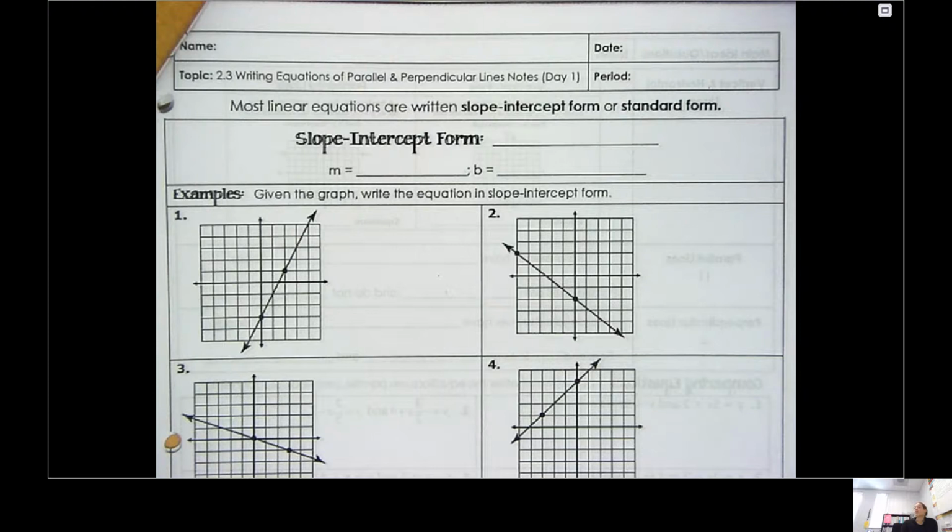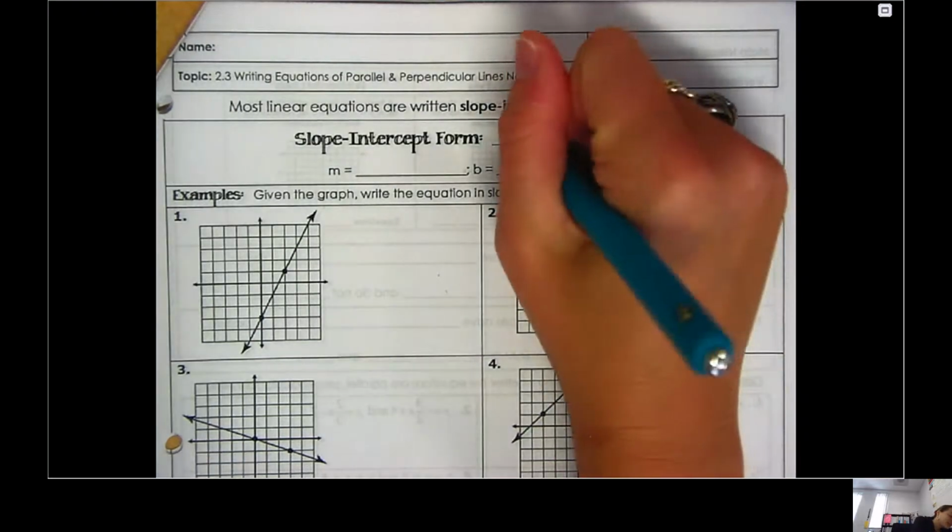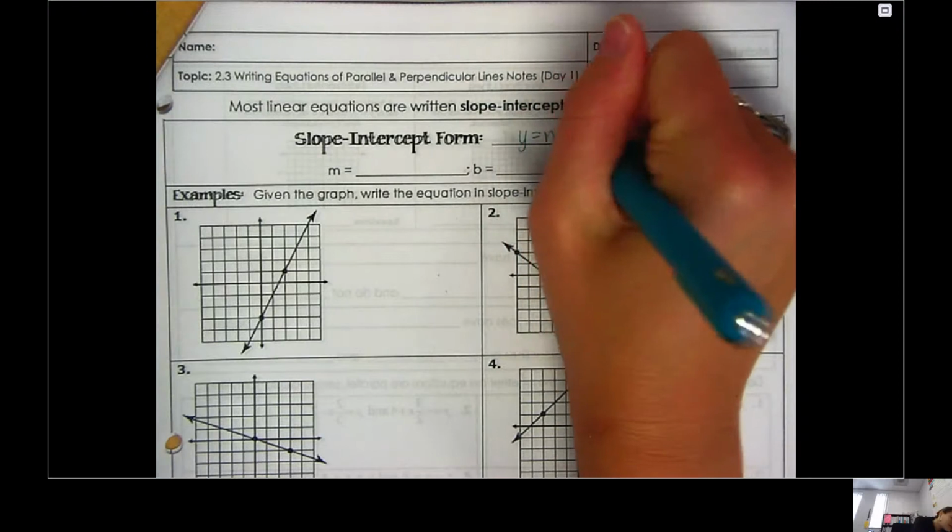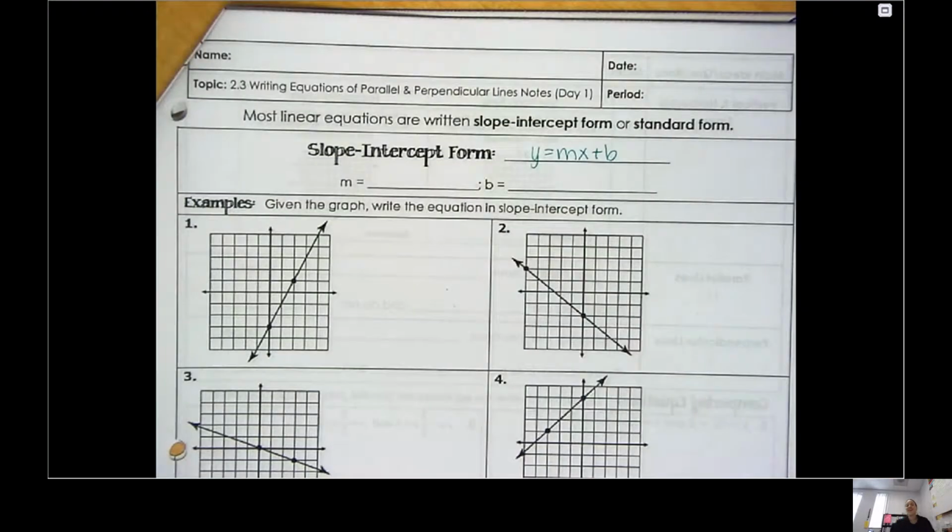The first one's called slope-intercept form. The second one is called standard form. Ryan's already raising his hand because he remembers slope-intercept form. What is it, Ryan? Oh, slope-intercept. Yeah, good. y equals mx plus b. Remember this? Yeah, okay, good.